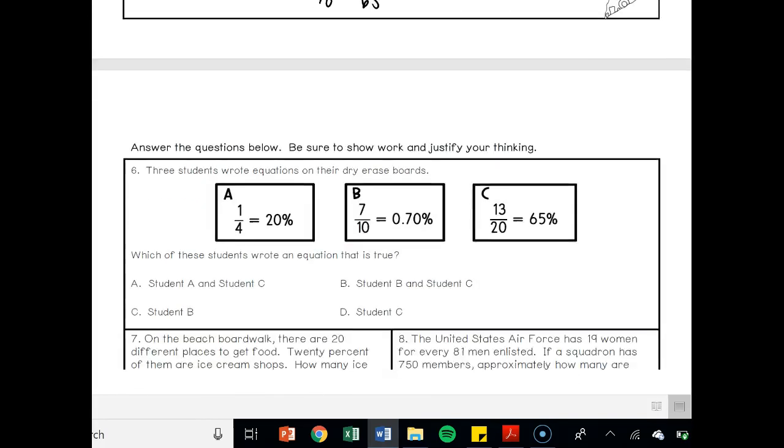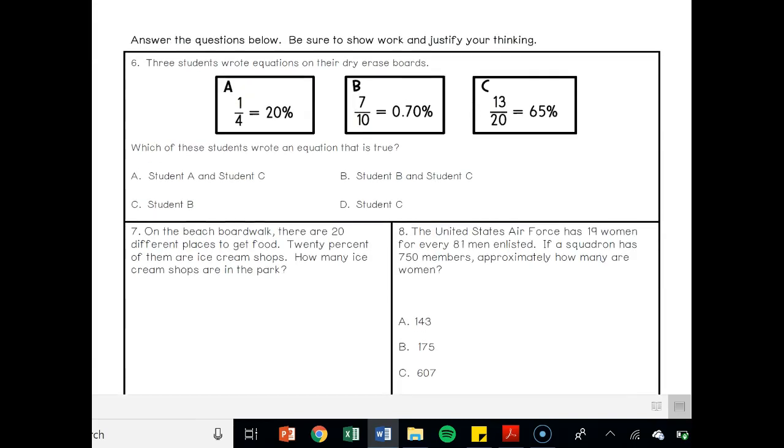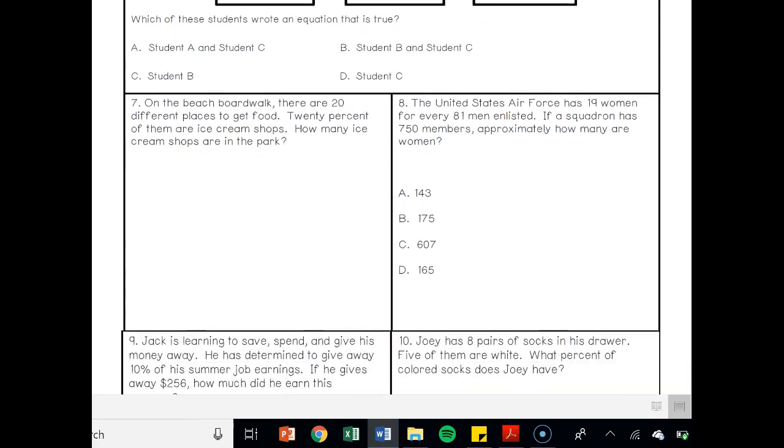Please make sure you show your work. All right. Number 6, I'm going to let you take care of all by yourself. It says 3 students wrote equations. Which of them are true? So if I were you, I'd figure out is 1/4 really 20%, and so on and so forth.